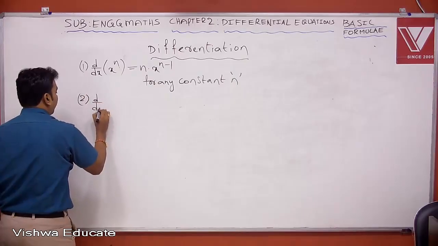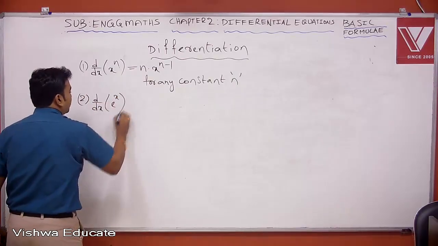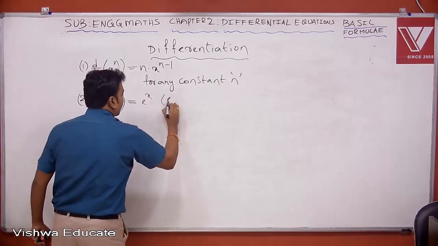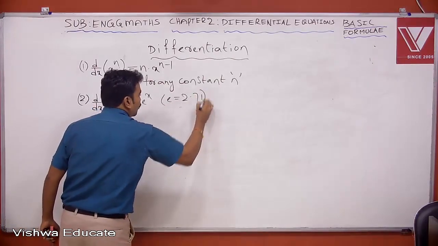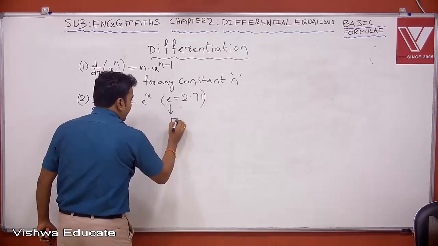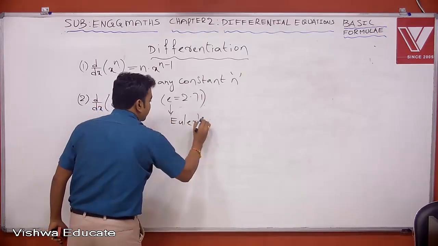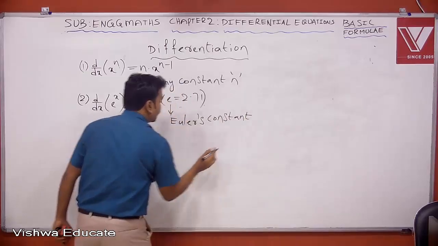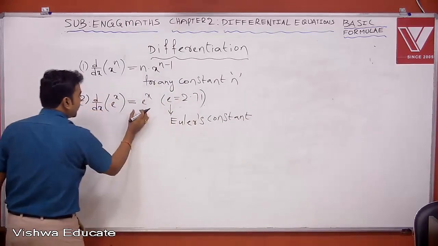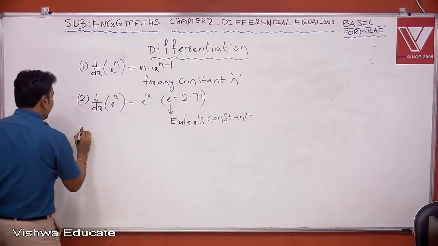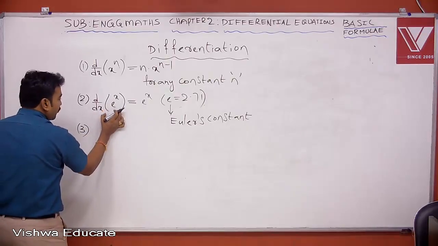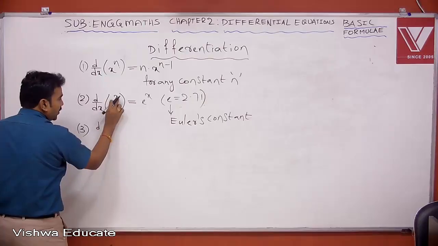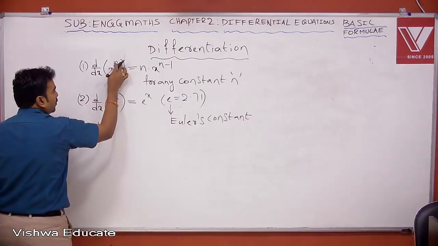Next is d by dx of e power x. Here e is nothing but some constant, that is 2.71, and this is nothing but Euler's constant. Euler is a mathematician who invented this constant. That's why it is named Euler's constant. Now let us write the extension formula for this. This is a particular constant. This is constant, this is variable.